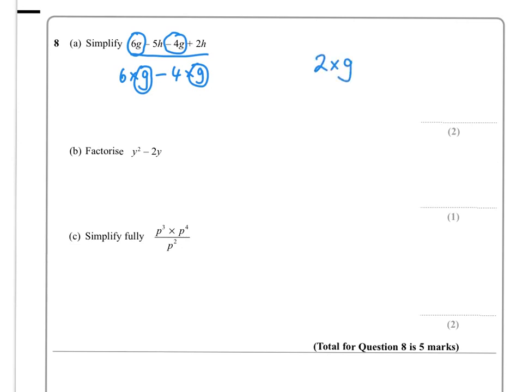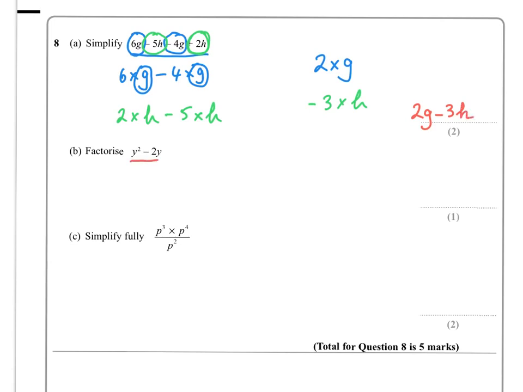And then if we started off with minus 5 lots of h and added 2 lots of h, well, that's the same as doing 2 lots of h with 5 lots of h taken off, which would get you down to minus 3 lots of h. So what you've really got left in this situation is just 2g minus 3h.